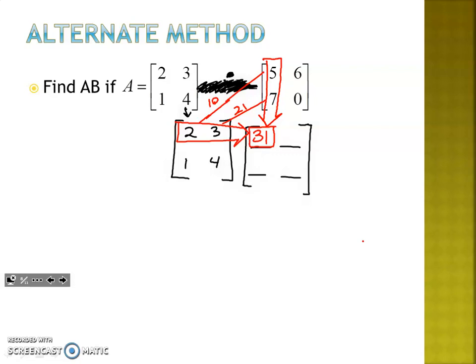The next one that I would do, and you can pick them in any order, because honestly this one's a little bit easier to see. I could take my column 1 times my row 2 now. 5 times 1 gives me 5. 7 times 4 gives me 28. So 5 plus 28 gives me 33. Move to the other column.